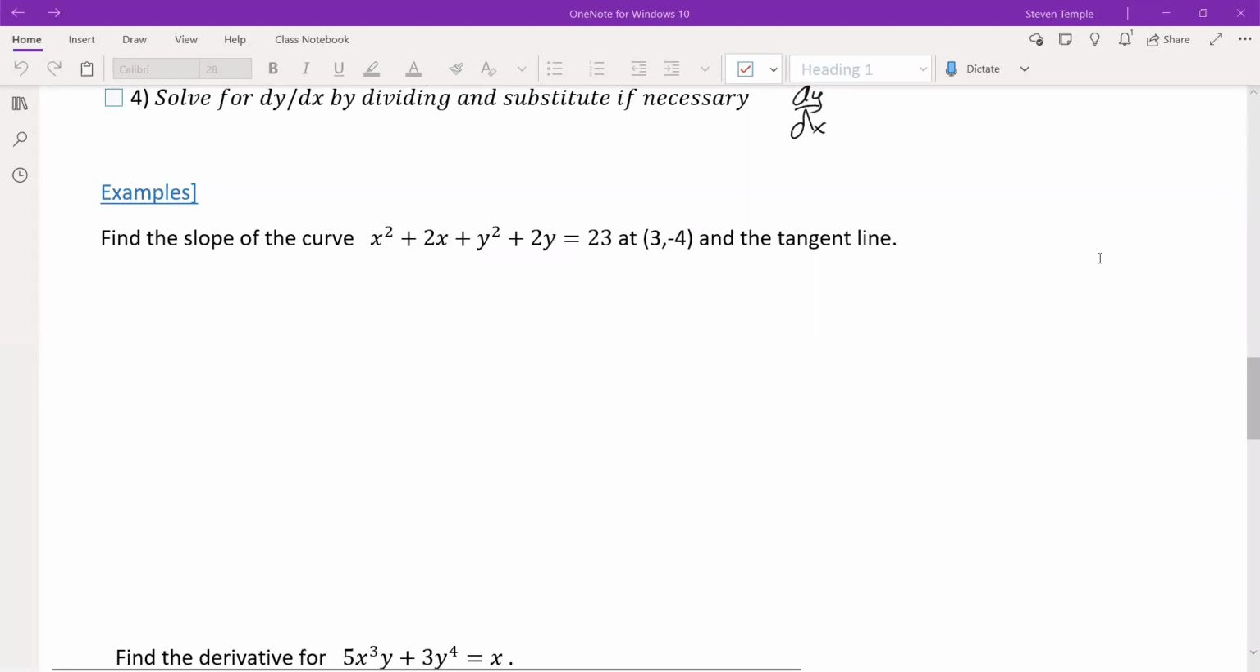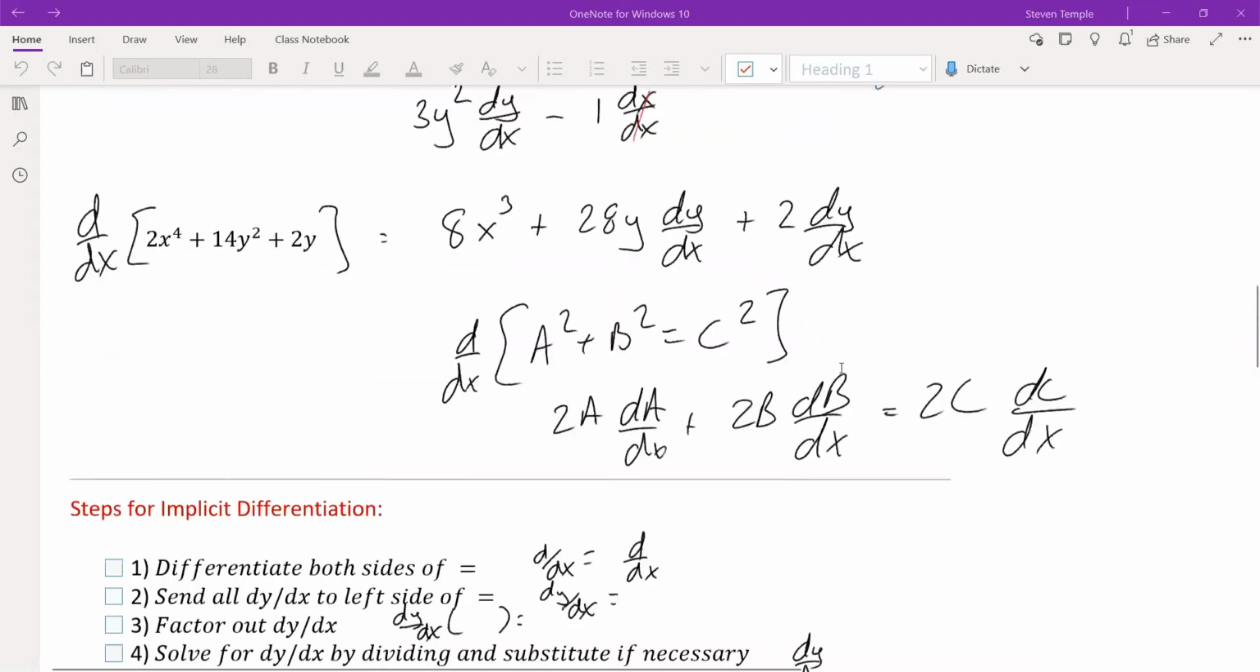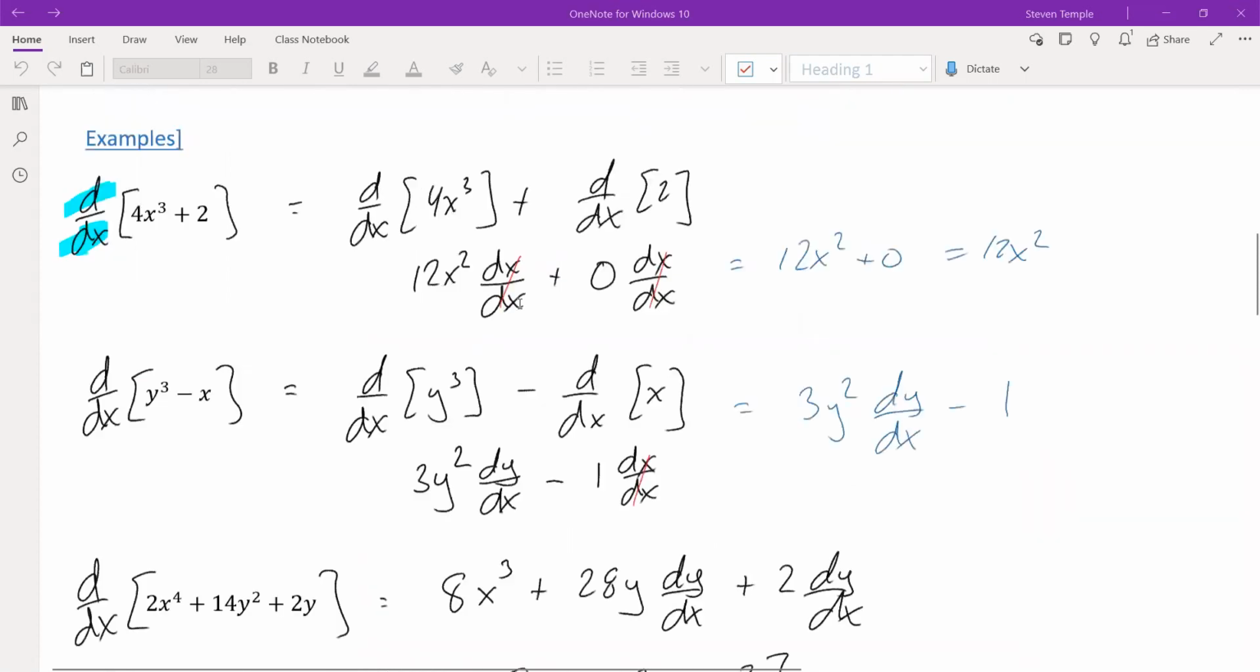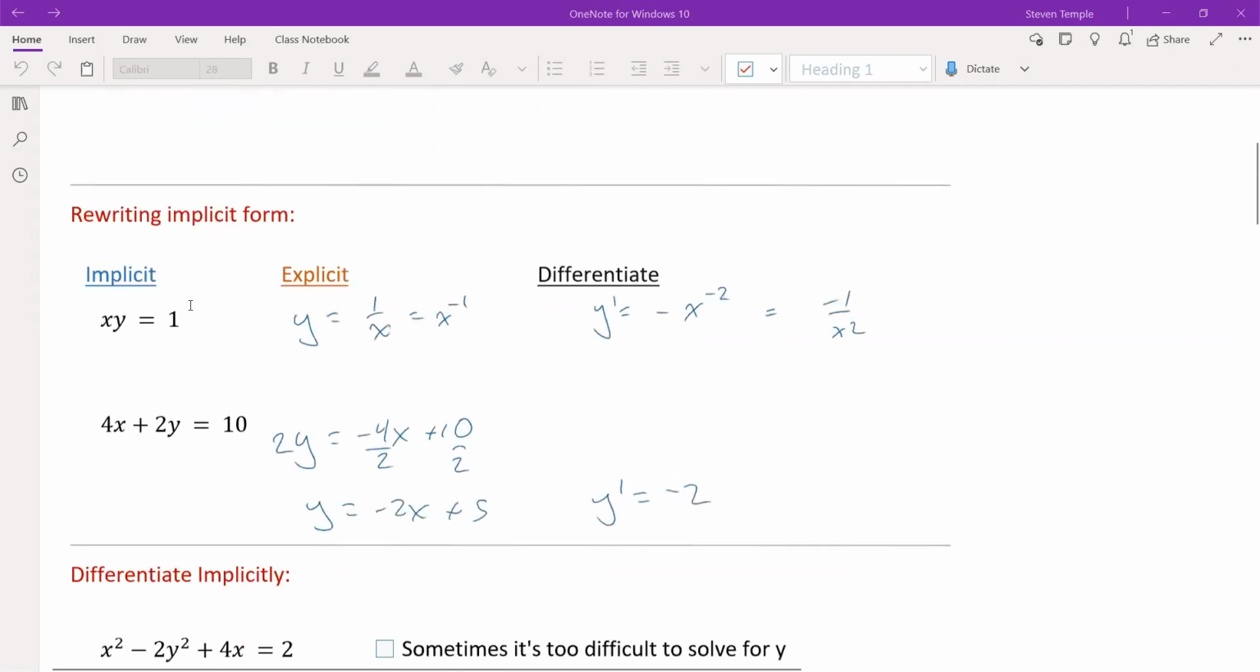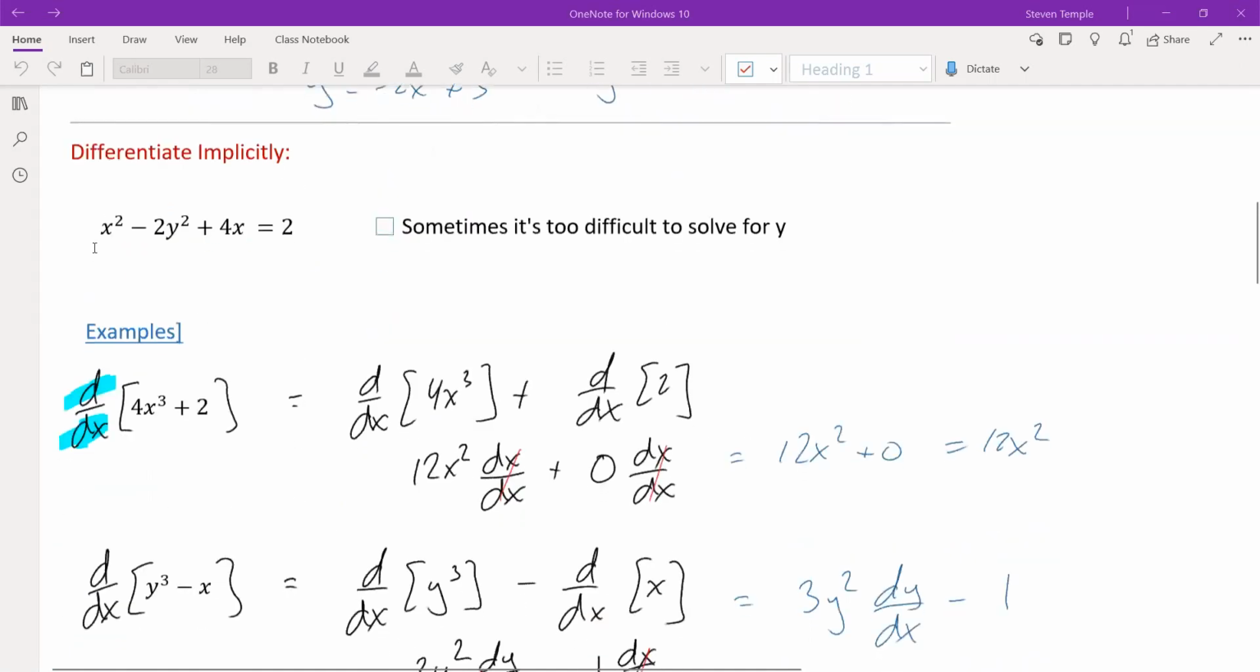We are in our next tutorial for this section. This section is implicit differentiation. Just to do a quick recap, we talked about explicit form versus implicit form. We talked about how there's times when implicit form can be rewritten as explicit to make the differentiation a lot easier. But many times when it's an implicit form, it's just too much to go through and solve for y.